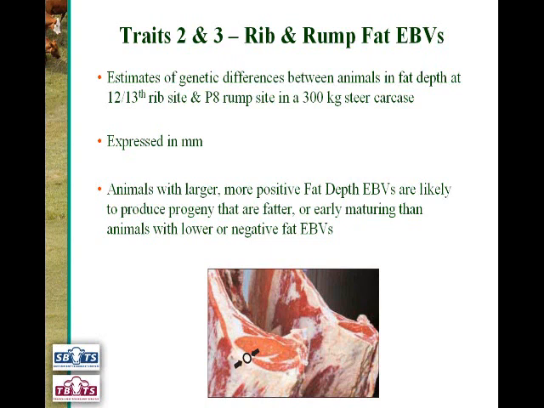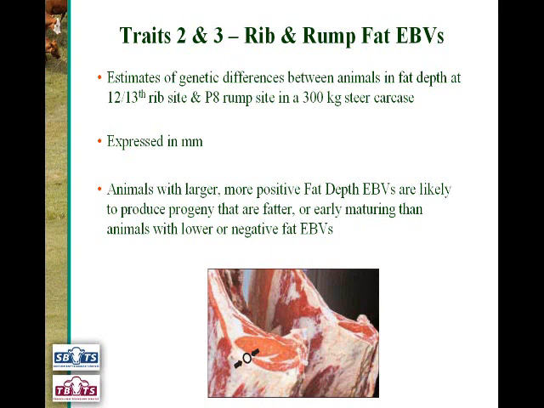The fat EBVs are all expressed in millimetres, so that's the units, with animals with high or larger, more positive fat EBVs indicating a greater amount of fat at either the rib or the rump fat site. Those animals will likely produce progeny which themselves will have more fat if we're looking at a standard weight steer carcass, and the other way of looking at that is if they're putting down the fat, they may also be more early maturing than animals with lower or negative fat EBVs.